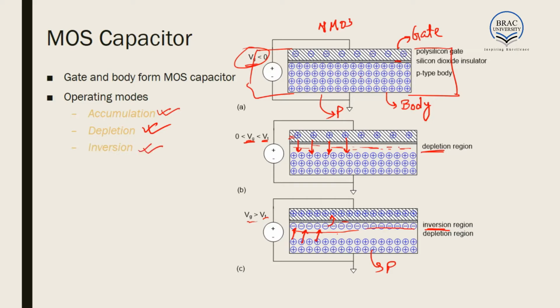When the inversion region has occurred, that is VG is greater than V threshold, we see here we have a positive plate, an insulator, and a negative plate. That is, this acts as a parallel plate capacitor. As a result, this configuration introduces capacitance in MOSFET operation.